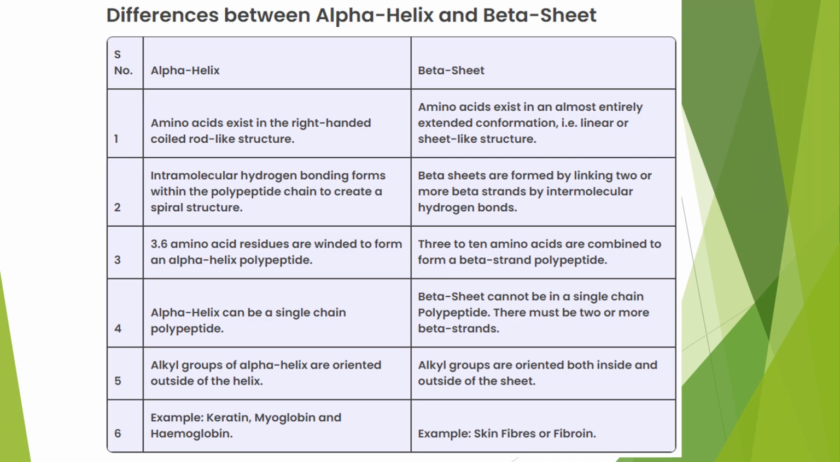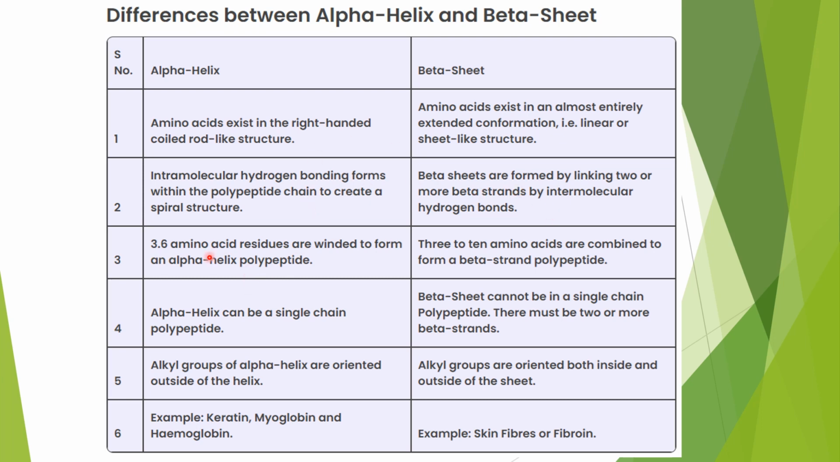So let us summarize the differences between alpha helices and beta sheets. In alpha helices, the amino acids are present in a right-handed coiled rod-like structure, while in the case of beta sheets, the amino acids are in an extended conformation, like a linear or sheet-like structure. Here you have intramolecular hydrogen bonding within the peptide chain, because of which you get the spiral structure. While in beta sheets, you have two strands and it is intermolecular hydrogen bonding. Intra means within, inter means between two strands.